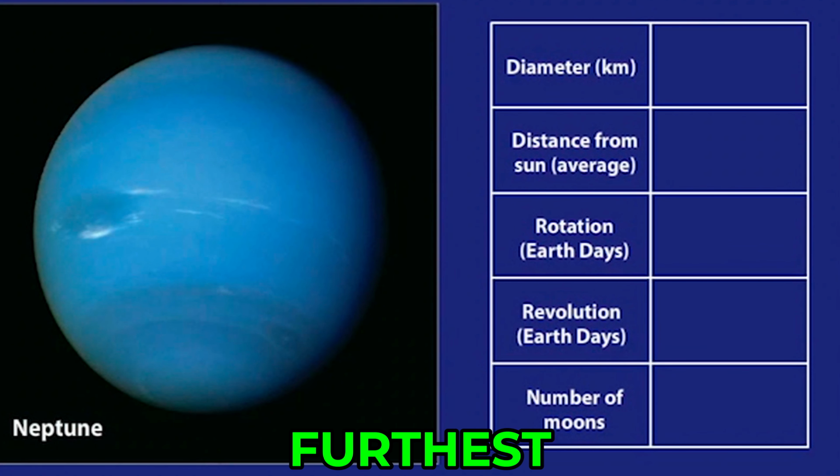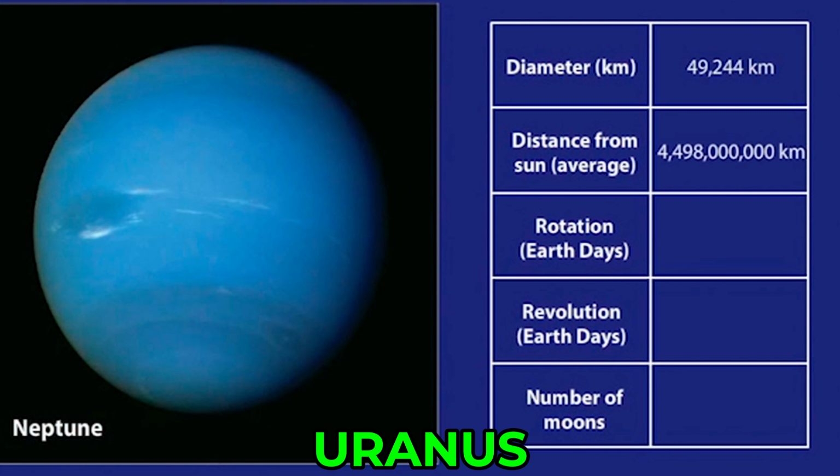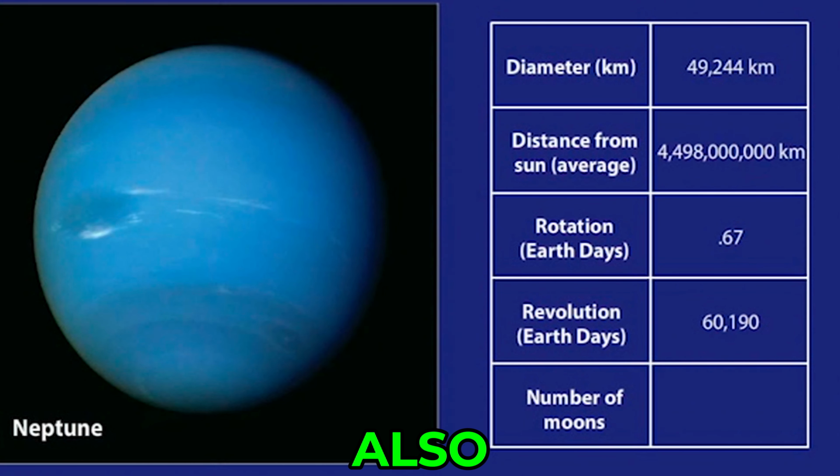Neptune is the furthest planet from the Sun. This gas giant is similar to Uranus in that it has a higher amount of frozen gases like methane, water, and ammonia, and therefore it is also called an ice giant. The highest known wind speeds in the solar system, measuring up to 2,100 kilometers per hour, are found on Neptune. 13 moons orbit Neptune.